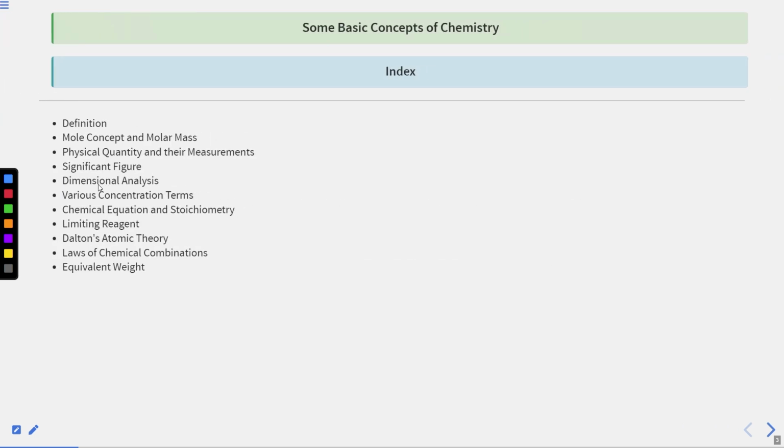So this is our index slide, and these are the major topics which we are going to study today. First, we will study some basic definitions, then mole concept and molar mass, physical quantity and their measurements, significant figures, dimensional analysis, various concentration terms, chemical equation and stoichiometry, limiting reagent, Dalton's atomic theory, laws of chemical combinations, and lastly, equivalent weight.